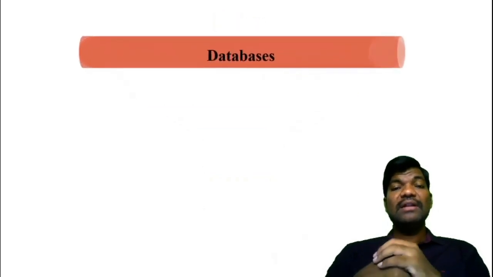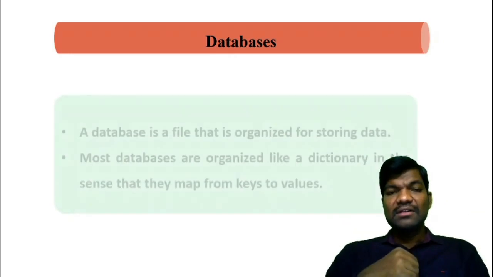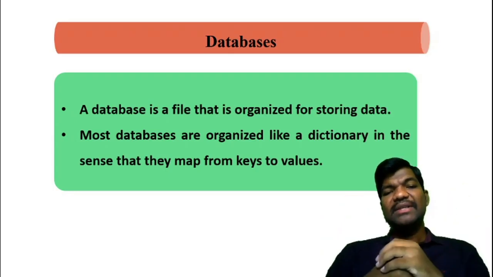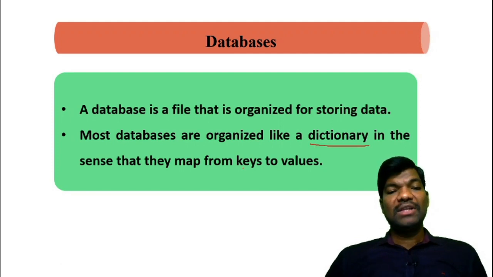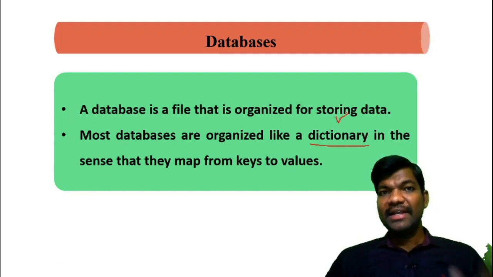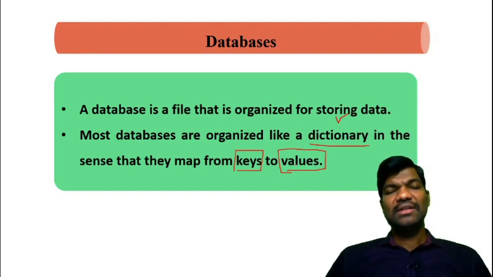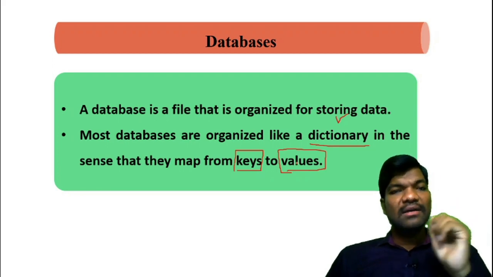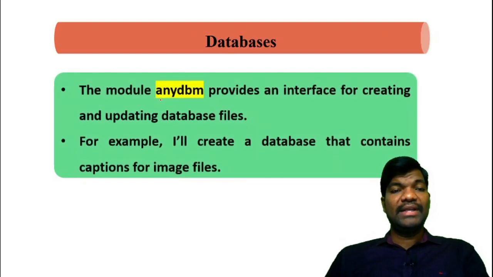Coming to the first one, databases. What is meant by database? It stores the data. So a database is nothing but stores the complete data. Most databases are organized in the format of dictionaries. What is meant by dictionary? It contains two things. What are they? Keys and values. A dictionary contains keys and values. By using dictionaries, we are organizing the databases. So let's take one point here.